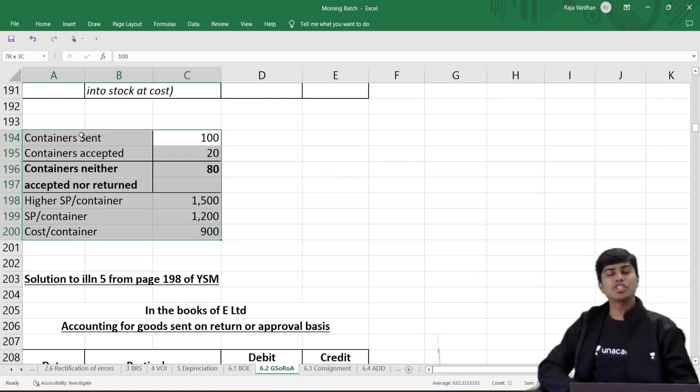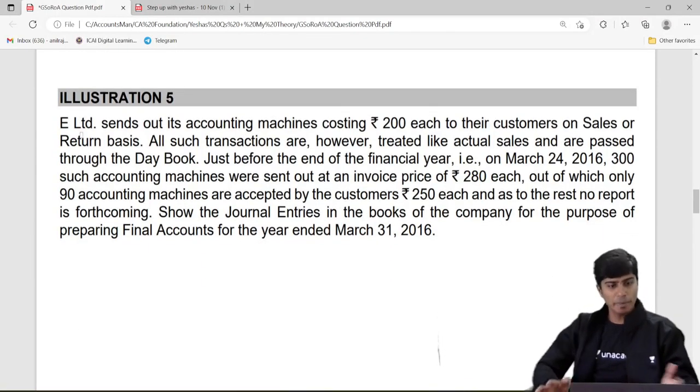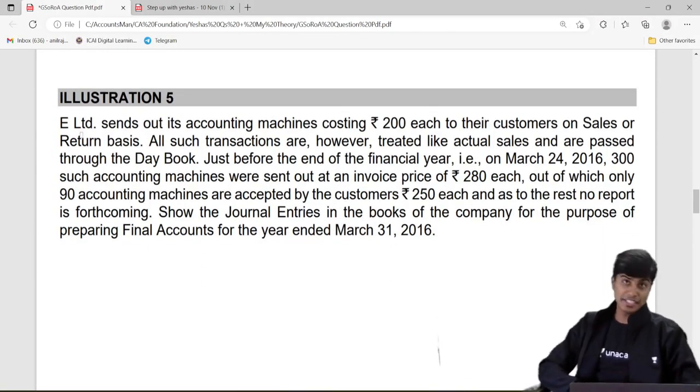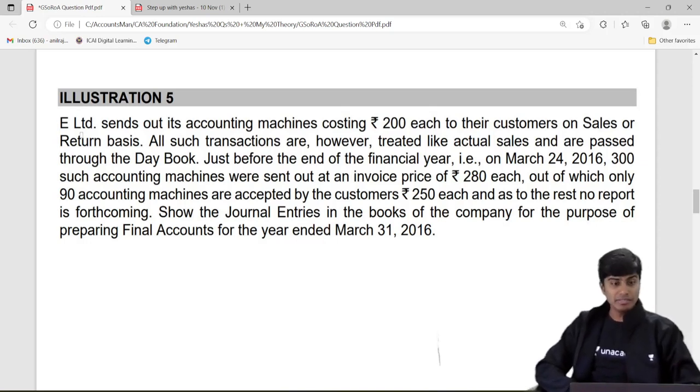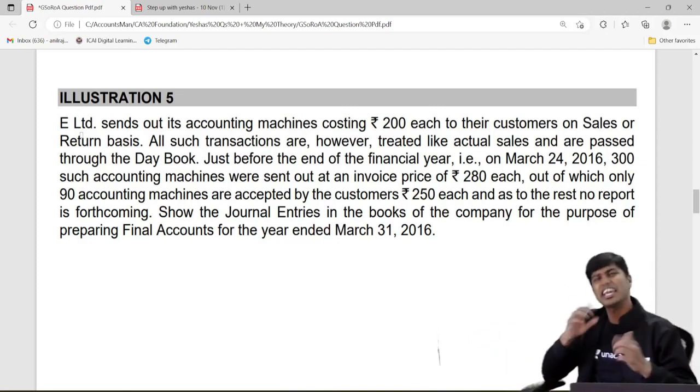We are done with 4 questions. Let's now quickly get into question number 5. Question number 5 on the topic of goods sent on return or approval is here. E Limited sends out its accounting machines. What do you mean by accounting machine? We'll try to find one. Accounting machine is a calculator.